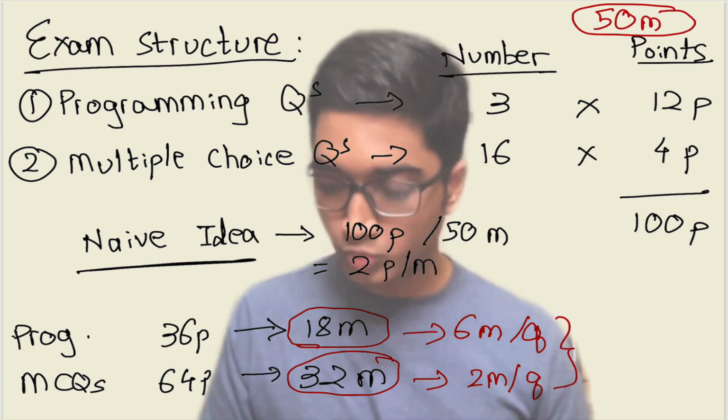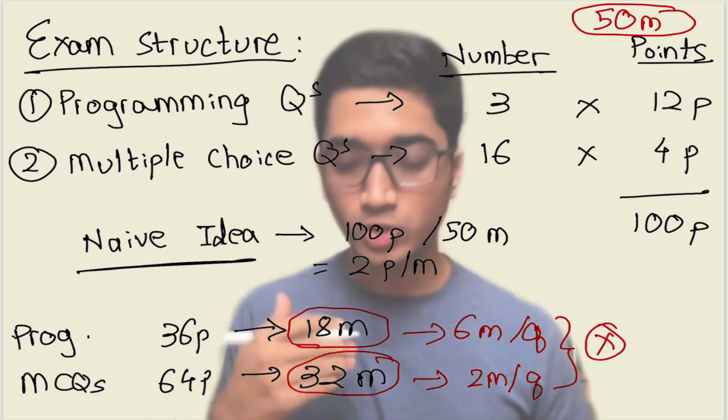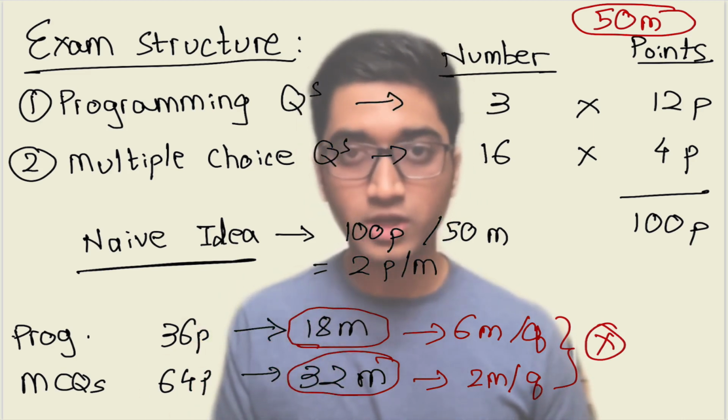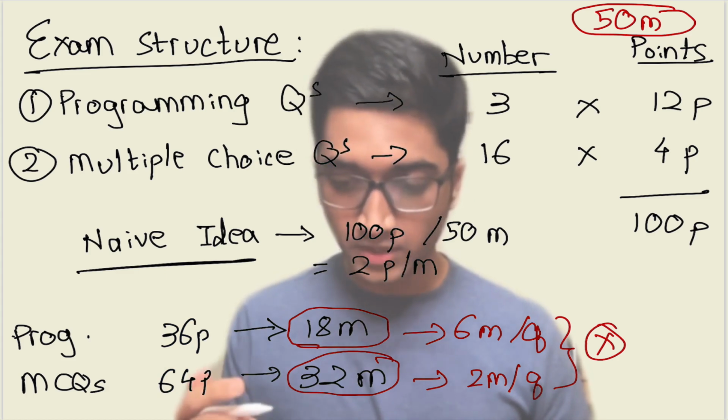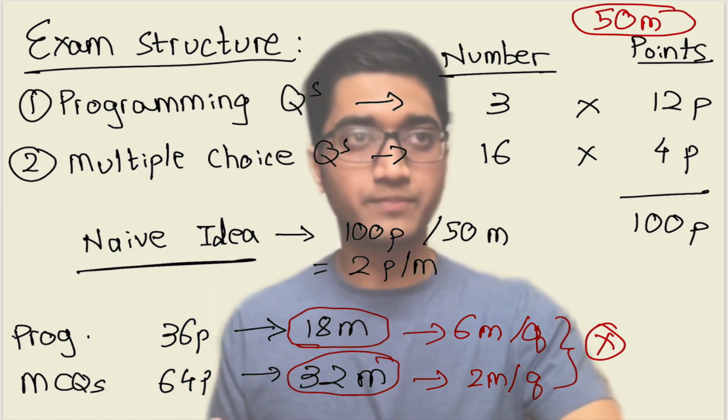So these two would not do well simply because you want to be able to go much faster through the quiz, and you don't want to leave 6 minutes per question for the programming part. So we can do much better on this. So what is the strategy I'm proposing?